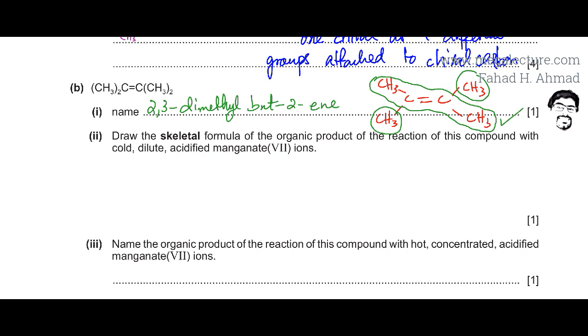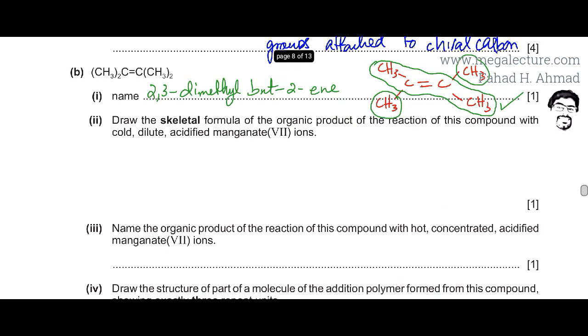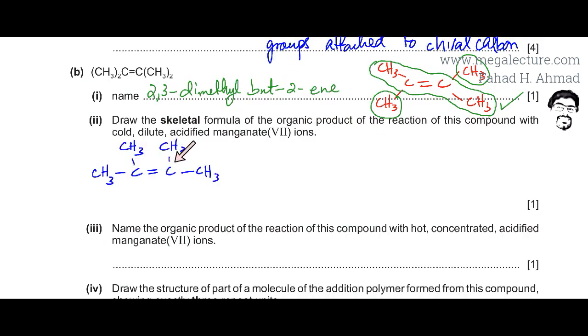Now the next part is we need to draw the skeletal formula of the organic product of this reaction of this compound with cold dilute acidified potassium manganate(VII) ions. So if you take this molecule, so I've drawn this molecule. Now, cold dilute acidified manganate(VII) ions, or KMnO4.